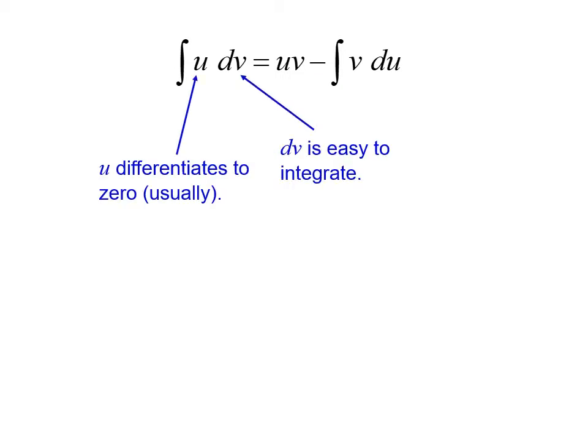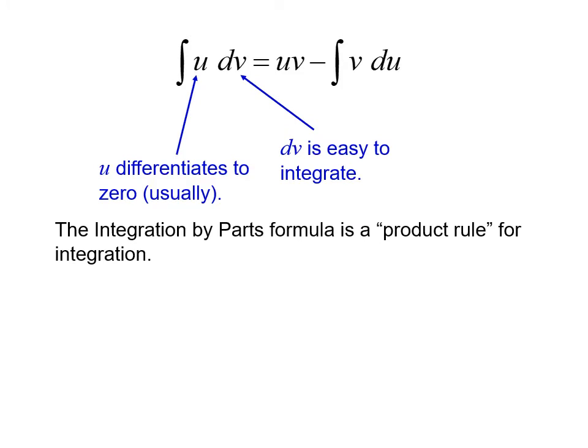Now, how to choose u and how to choose dv is a very important point. u differentiates to 0 usually, and dv is easy to integrate. The integration by parts formula is the product rule for integration, so you must know this point very well. It is the product rule for integration.